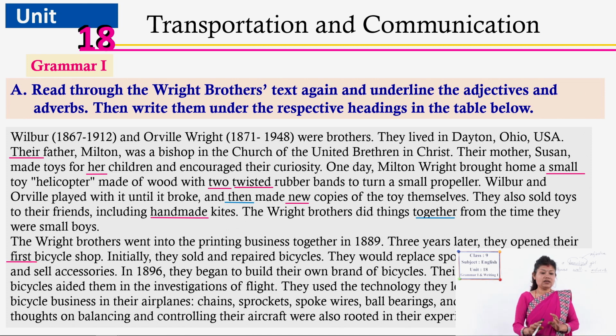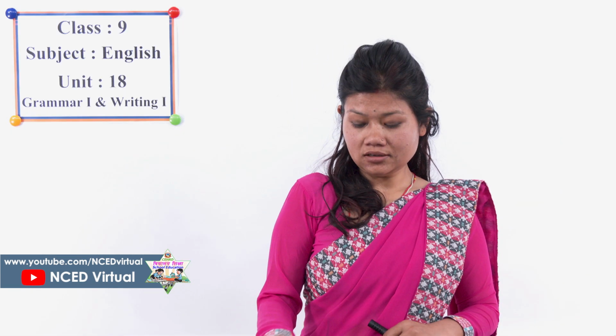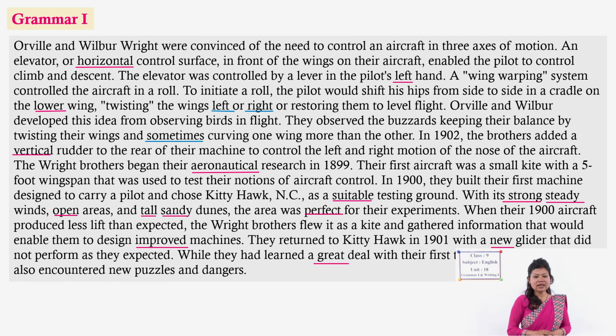Now here small is also repeated, it has come more than one time, but once we have already underlined that word, it is not necessary to underline it again. Now the second paragraph. First is an adjective, okay; initially, later also. In the second paragraph, three years later, that is an adverb. First is an adjective, initially, okay, on. Similarly, look at the third and fourth paragraphs. Here also you can underline the adverbs and adjectives in this way.